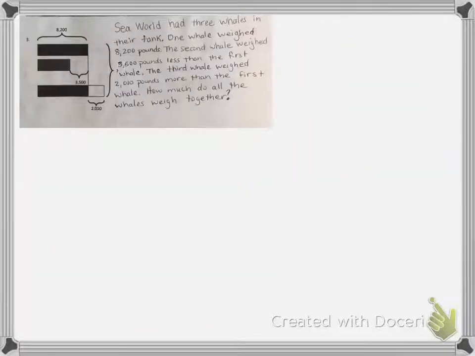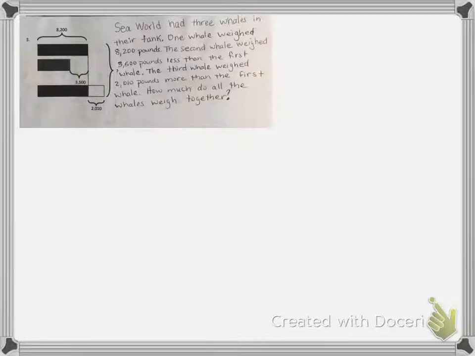Okay, number 3. SeaWorld had 3 whales in their tank. So there's the 3 whales in our tape diagram. We have 3 tape diagrams. One whale weighed 8,200 pounds. The second whale weighed 3,500 pounds less than the first whale. The third whale weighed 2,010 pounds more than the first whale. How much do all the whales weigh together?